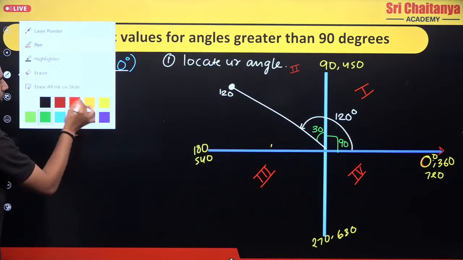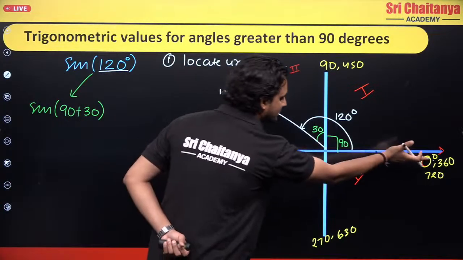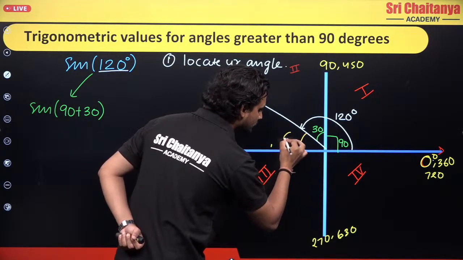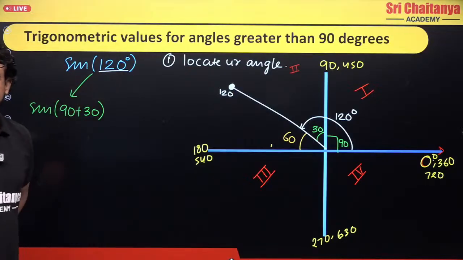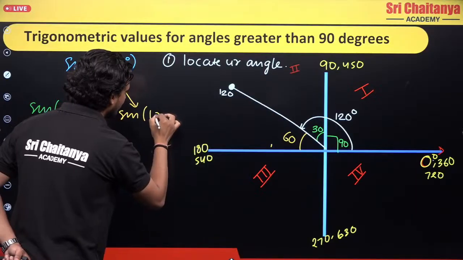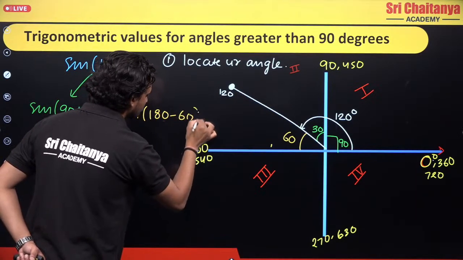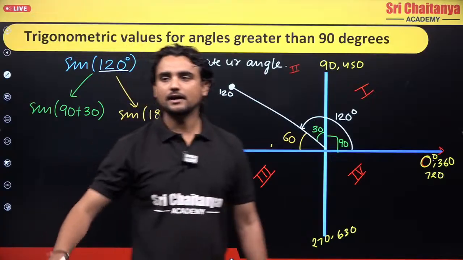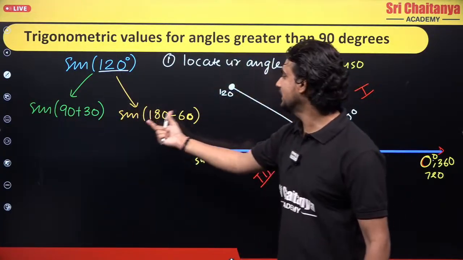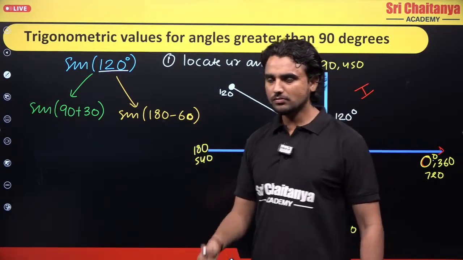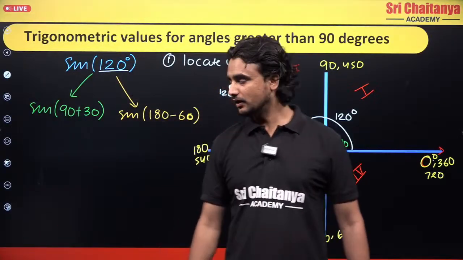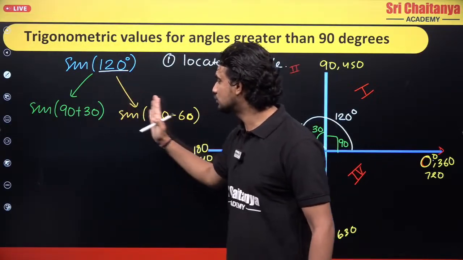Also I have a horizontal axis, no? So what can I write? How much is this? This will be 60. Correct? So I can write it as sine 180 minus 60. Correct? I can write sine 120 in these two different ways: sine 90 plus 30 and sine 180 minus 60. So now what are the changes we are making here? How to solve? These are now solved in two different ways.